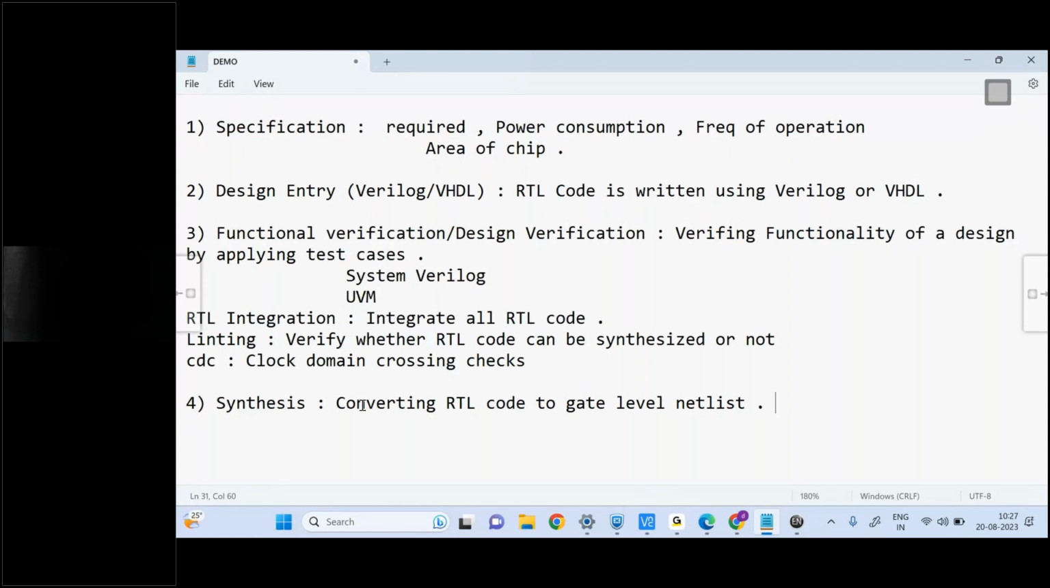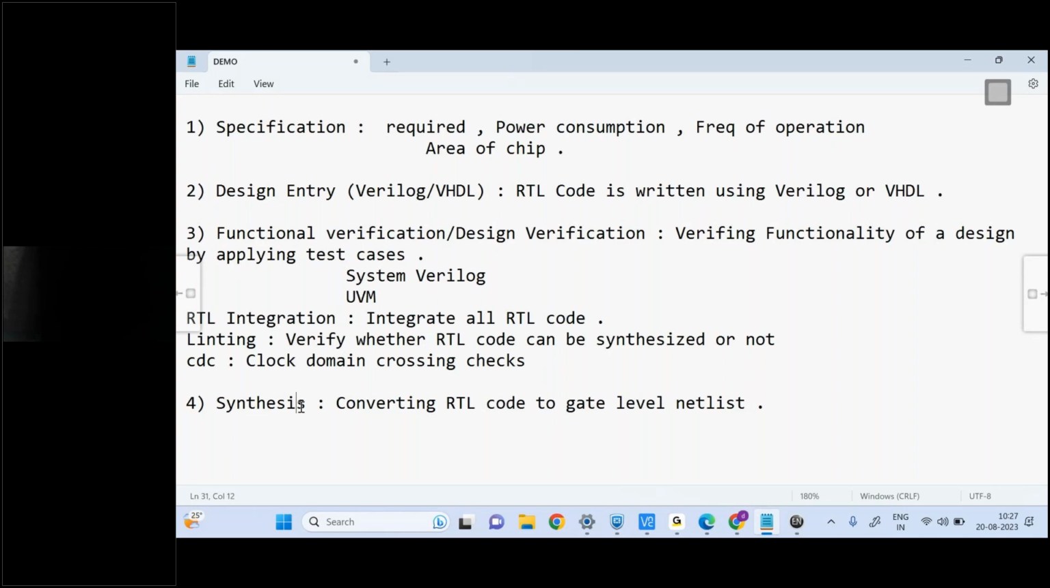First we enter the design through behavioral modeling. Behavioral modeling cannot be understood by the foundry. Then convert to what? Gate level form. All this RTL code, whatever we have written, we convert to gate level form first. So that is called what? Synthesis.